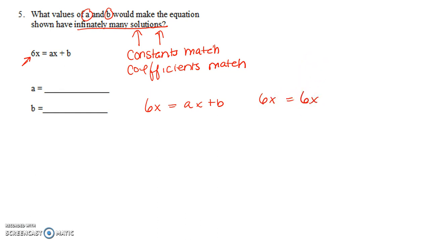All right, and B, in this case, I would make it 0. I make it 0 because, well, 6x plus 0 equals 6x. That way, both sides of your equal sign are now the same. And no matter what you plug in for x, you'll still get the same values, which makes it infinitely many solutions. There are so many different ones that will work, not just one.